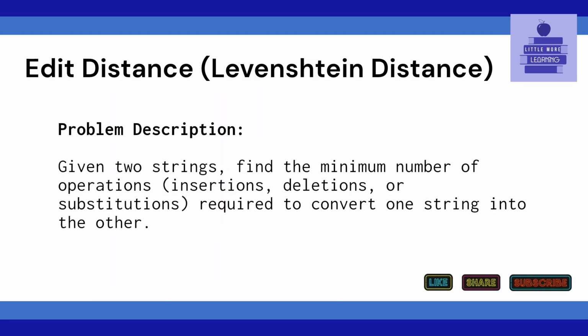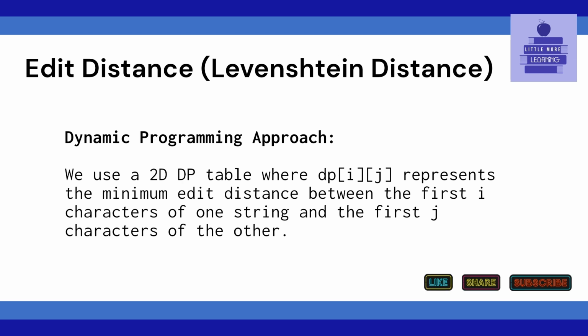Edit distance, Levenshtein distance. Problem description. Given two strings, find the minimum number of operations, insertions, deletions, or substitutions required to convert one string into the other. Dynamic programming approach. We use a 2D DP table where dp[i][j] represents the minimum edit distance between the first i characters of one string and the first j characters of the other.